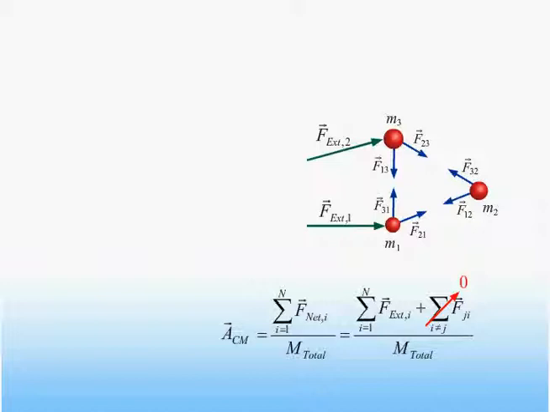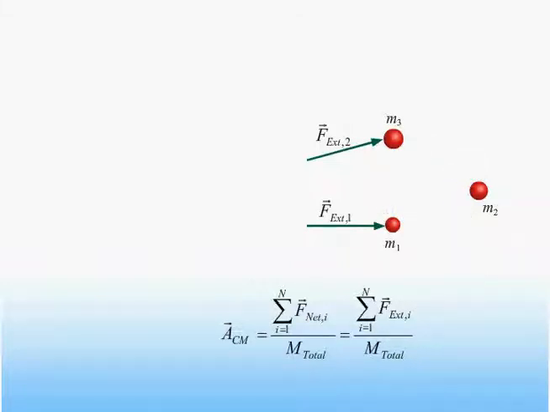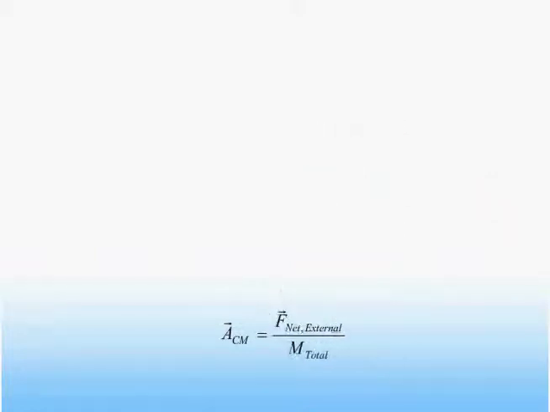Hence, the sum of all forces acting on all objects in the system just reduces to the sum of all forces acting on the system from the outside, or the total external force. We have finally arrived at something that looks exactly like Newton's second law. But rather than applying just to point particles as before, this expression relates the total external force on the whole system to the acceleration of the center of mass of the system.